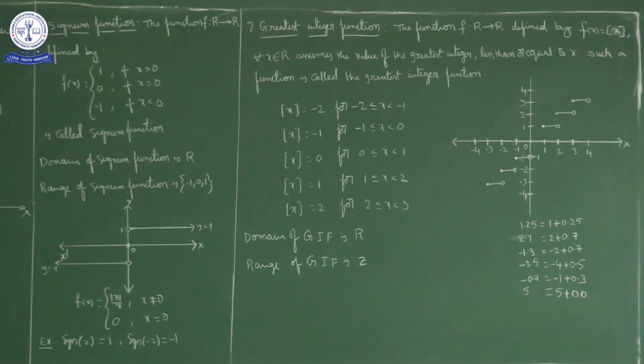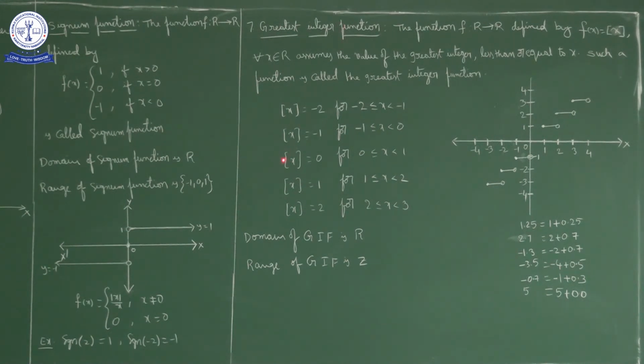Now what does it mean? I gave some examples here. Greatest integer of x is minus 2 whenever x lies between minus 2 and minus 1, minus 2 included, minus 1 excluded. Greatest integer of minus 1.3, minus 1.5, minus 1.7 is minus 2. Greatest integer of x is minus 1 for x between minus 1 and 0, minus 1 included, 0 excluded. Greatest integer of minus 1 is minus 1, of minus 0.5 is minus 1, of minus 0.7 is minus 1.